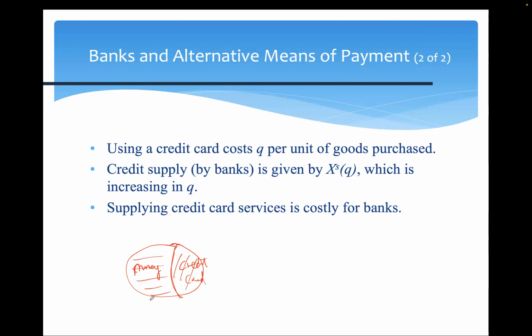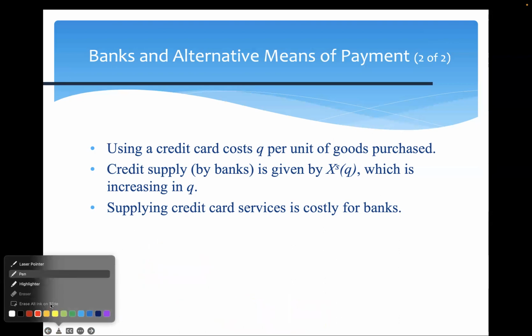Furthermore, the size of this pie, the total transactions, is usually correlated with output, or GDP, sometimes called income. So these are correlated with this. Now we are going to focus on what is going to determine the demand for credit cards.